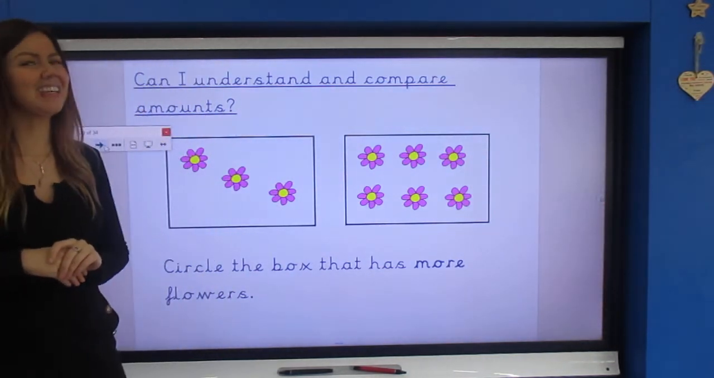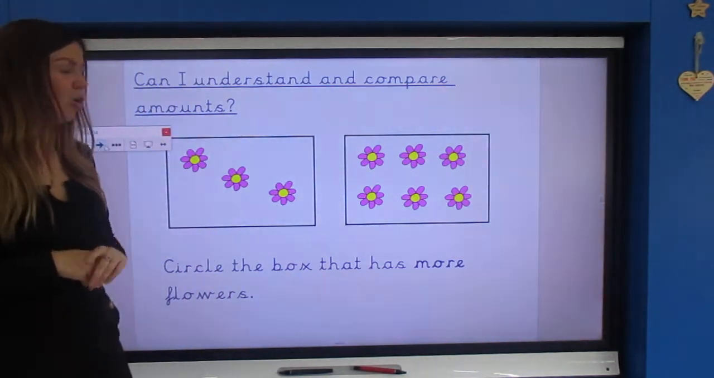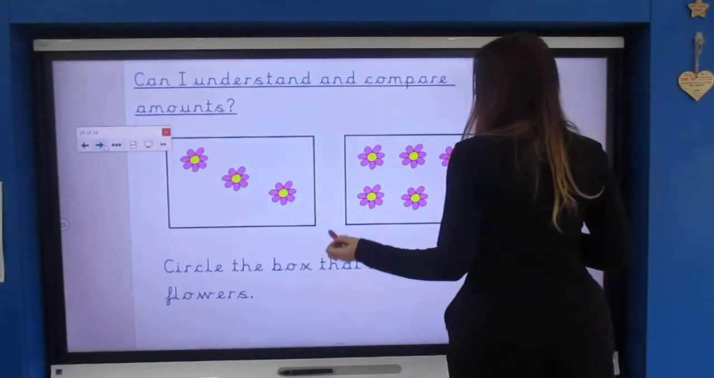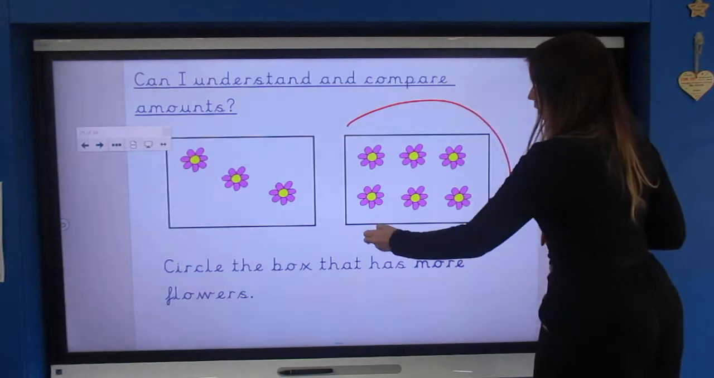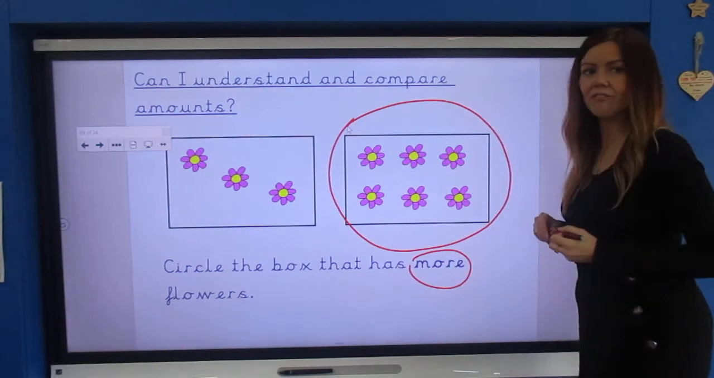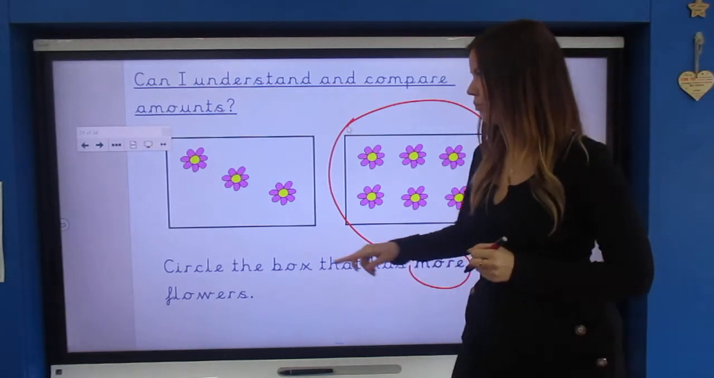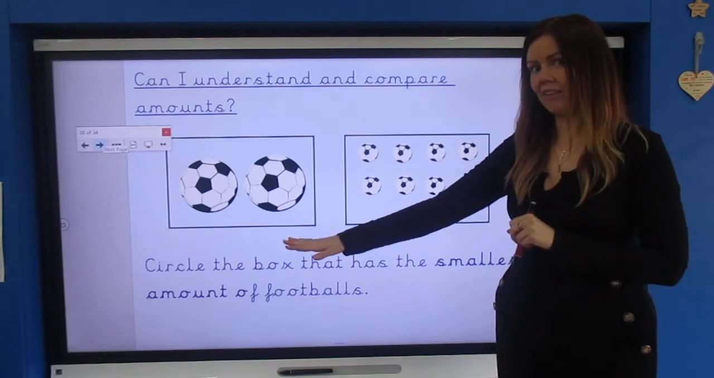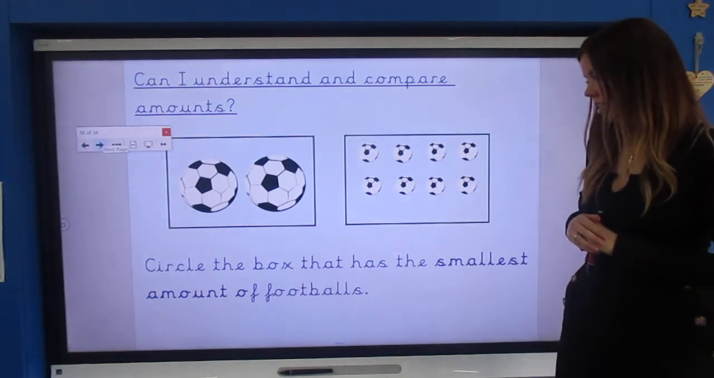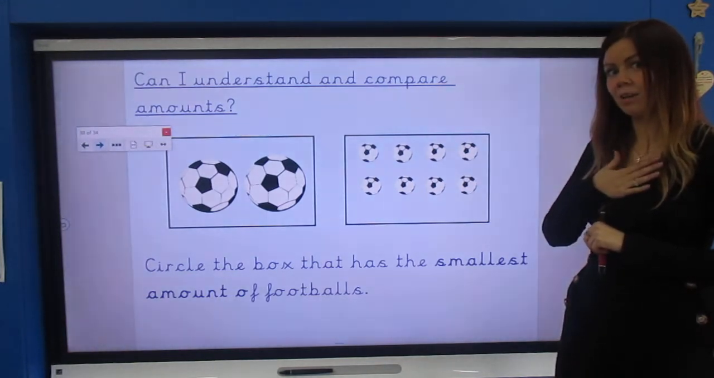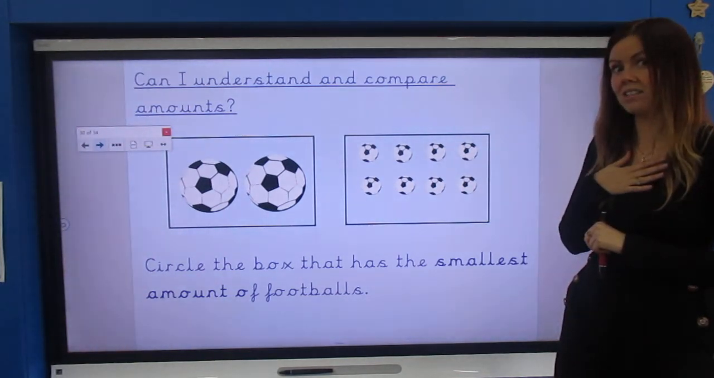This is quite an easy one at the minute. So more, you tell me? This one. So I can put a circle around my box, and it's important to know that they have more flowers. Can you do the next one for me? Okay, have a look at reading the question. See if you can read some of those words to your grown-up before I read it. Pause me now and see if you can do that.